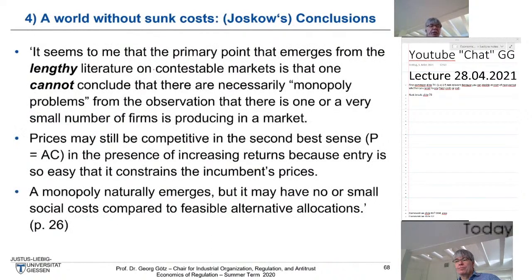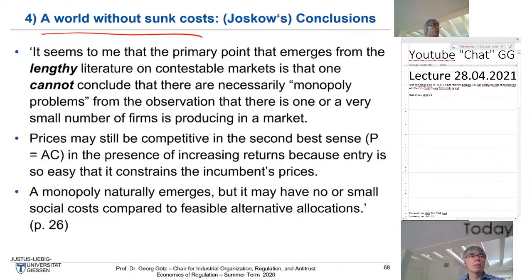The point is, and I think I didn't give you that, is this model of contestable markets important? And what we saw is we only have fixed costs, no sunk costs. And Josko is rather pessimistic in terms of the real world importance. He says here that it seems that the primary point that emerges from this lengthy literature on contestable markets is that one cannot conclude that there are necessarily monopoly problems from the observation that there is only a single firm active. Okay, that's an important point.